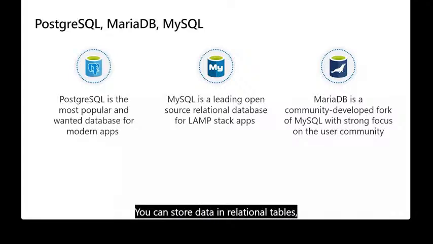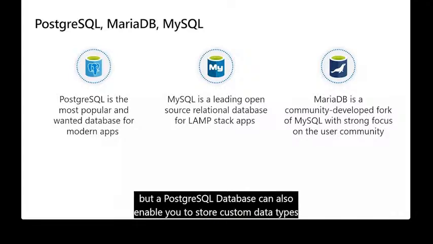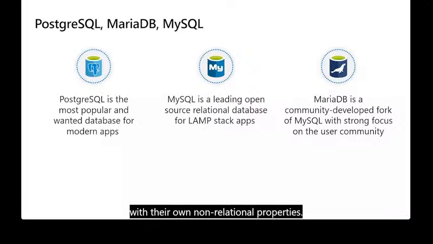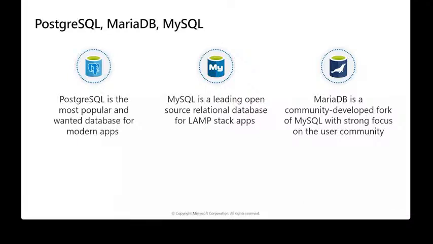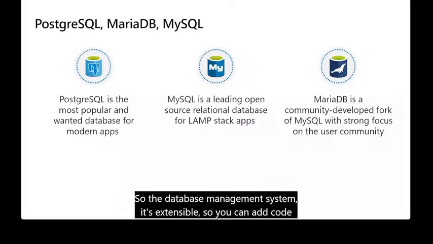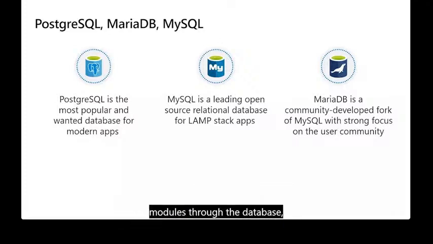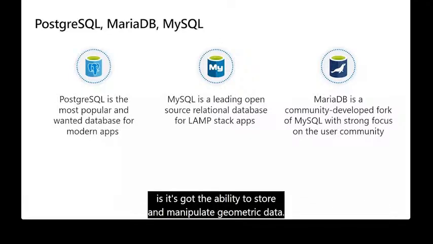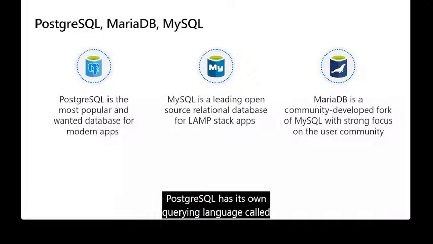You can store data in relational tables, but a PostgreSQL database can also enable you to store custom data types with their own non-relational properties. So the database management system is extensible, so you can add code modules to the database, which can be run by queries. Another key feature of PostgreSQL is the ability to store and manipulate geometric data. So these are things like lines, circles, polygons.